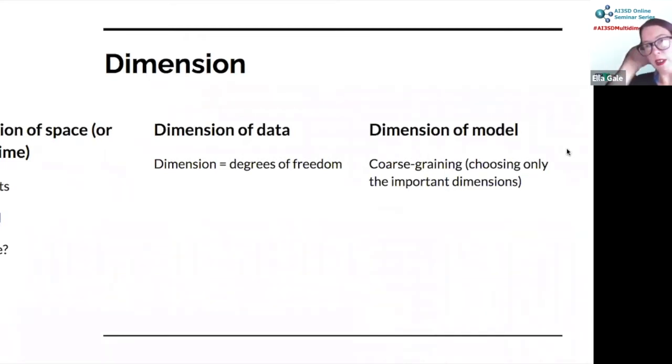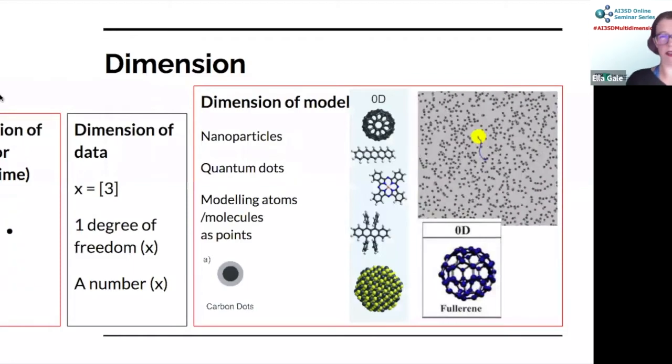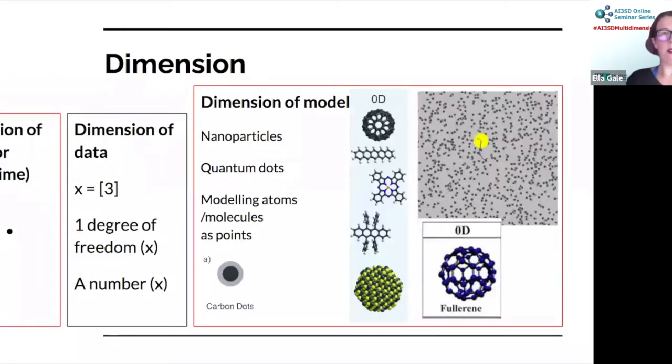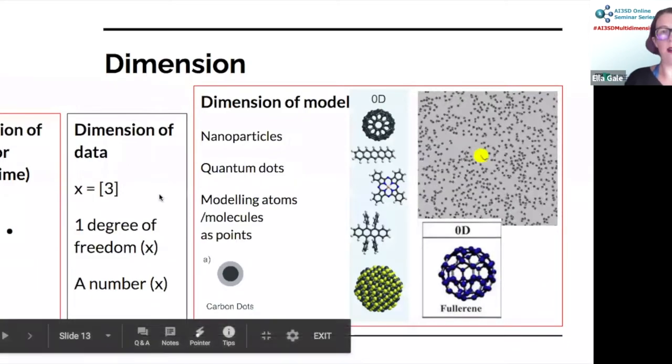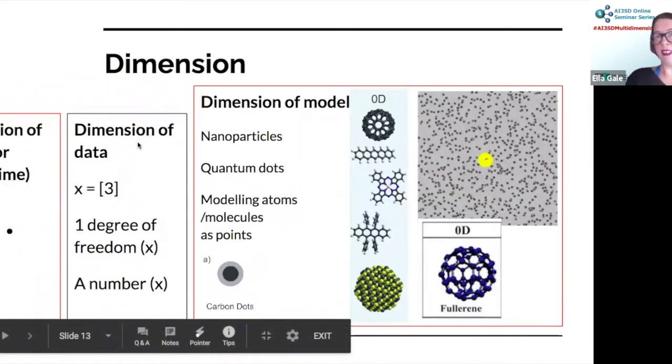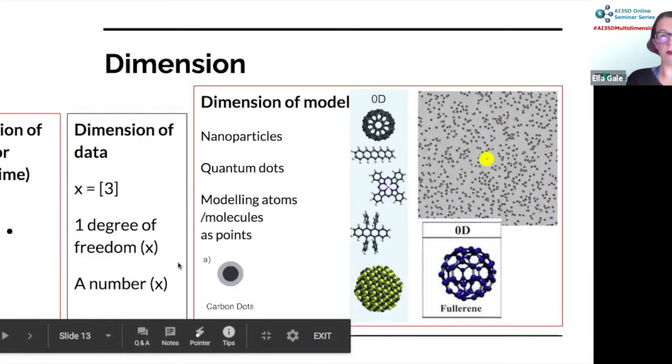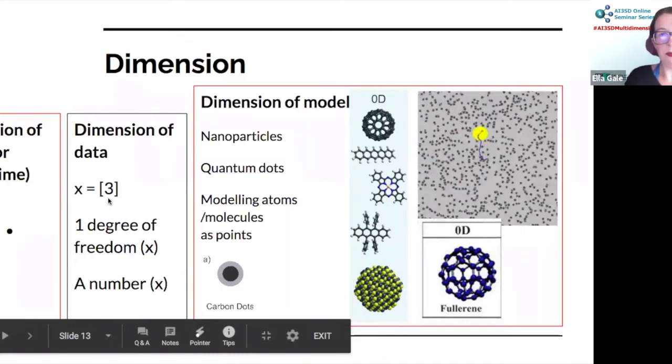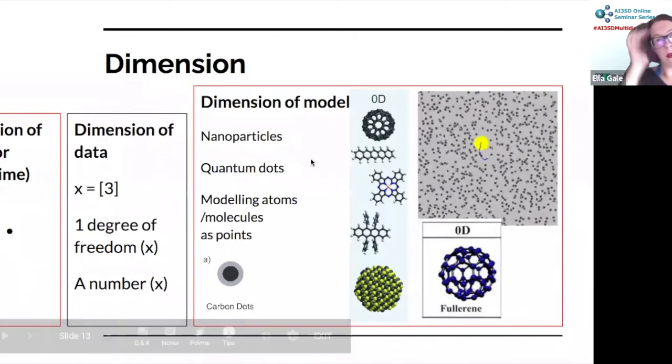So if we're modeling things or trying to understand them, we often decide to choose a different dimension from the 3 dimensions that thing will live in. And this is a type of coarse graining, so we're only choosing the important dimensions in order to describe our system. There will be examples. So let's start with 0D. A 0-dimensional object is a point. When it comes to data, the dimension of data, that's the single numbers, just like the number 3. And this is where it comes in models.